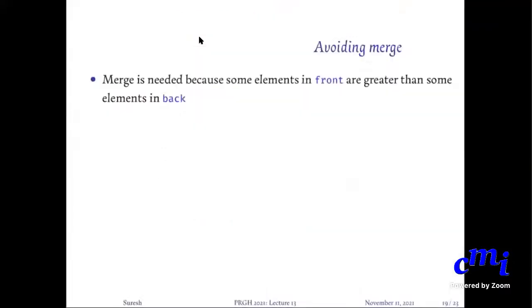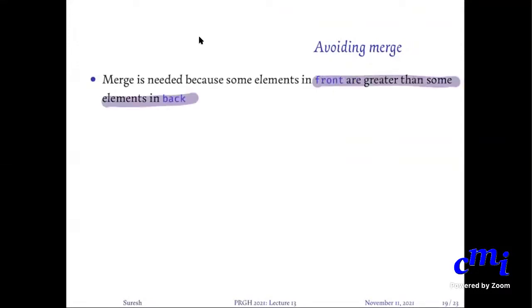Okay, great. So let us just look. There is a cool way of doing another sort, which is to avoid merge completely. Why do you need to do a merge? You needed to do a merge because elements in front may be larger than elements in the back. Merge is needed because some elements in front are greater than some elements in back.